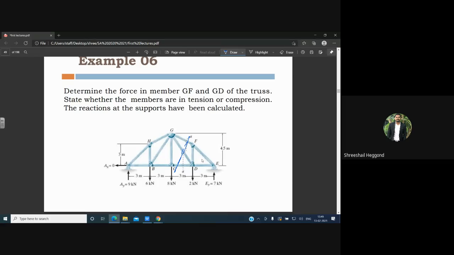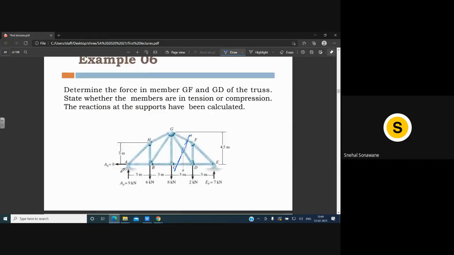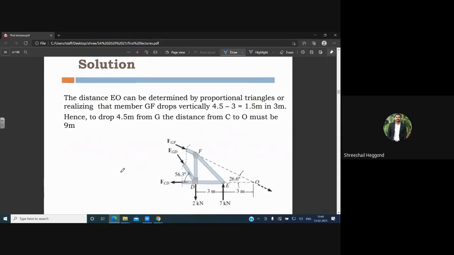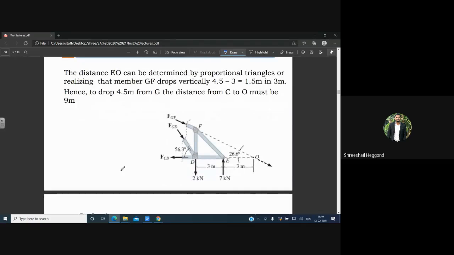Hope you are done with the diagram. Yes, sir. First, draw the free body diagram. Until and unless you draw the free body diagram, you cannot calculate the reactions or the unknown values.